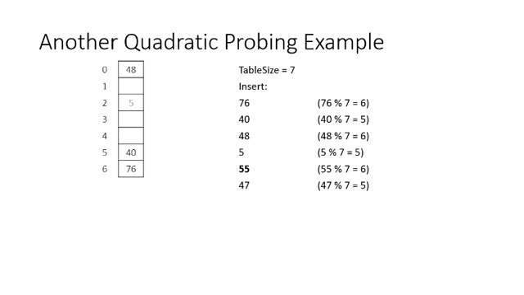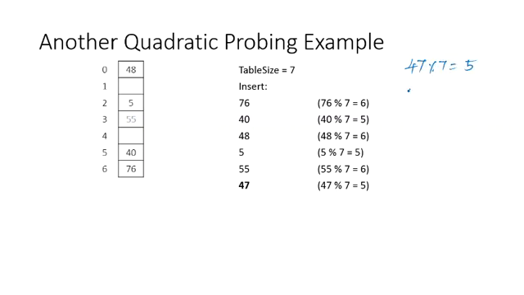Now 55, the same thing will happen. 55 mod 7 is 6. The 6th position is occupied. So 6 plus 1 square is 7, and 7 mod 7 is 0. The 0th position is also occupied. So 6 plus 4, that is 2 square, gives 10, and 10 mod 7 is 3. So 55 will be stored in the third position. So here quadratic probing and the hash function run based on the table size. Can you guess where 47 will be stored? 47 mod 7 is 5.